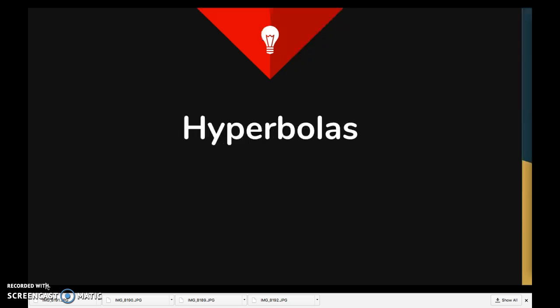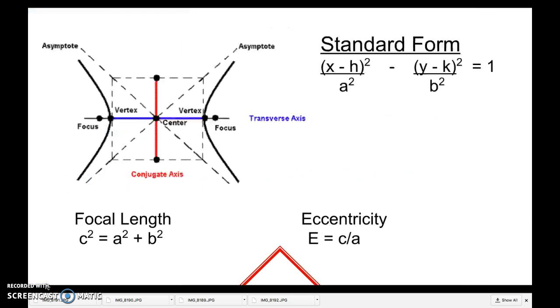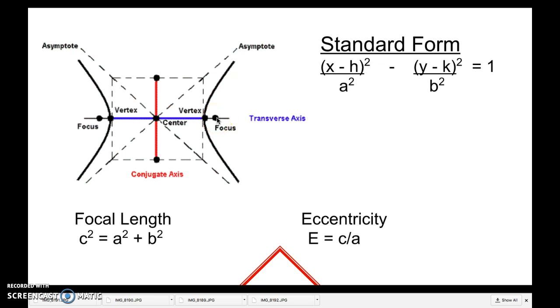So what's a hyperbola? A hyperbola is defined by a collection of points where the difference of the distances from the 2 points is constant, and the 2 points that I'm talking about will be the foci. A focus and a focus equals foci. So just like an ellipse, a hyperbola has 2 focus points. And remember when we're doing parabolas, the focus is always inside. Same case here.